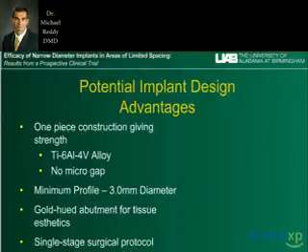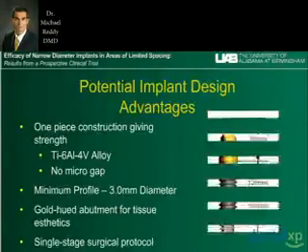So the potential advantages of this implant are its one-piece construction, giving it strength using a titanium alloy. It's one piece and there is no micro gap to be concerned with in terms of remodeling of the bone at the crest. It has a minimal profile. It has a gold U abutment, which may be helpful for tissue aesthetics, and it's a single-stage surgical protocol. And patients truly like that because you place the implant, and the same day they leave with a tooth there and a temporary in place.